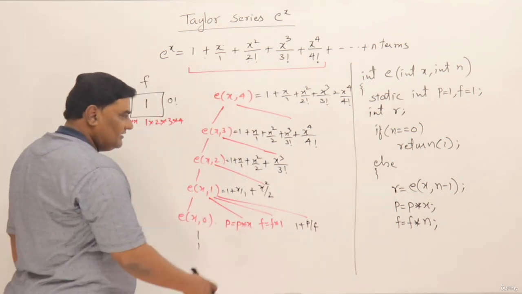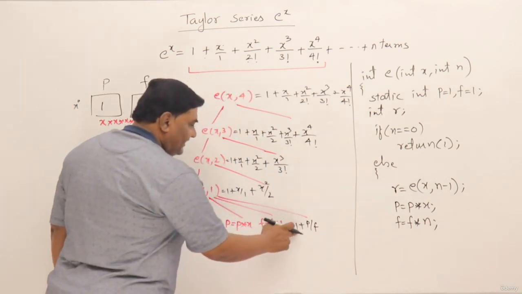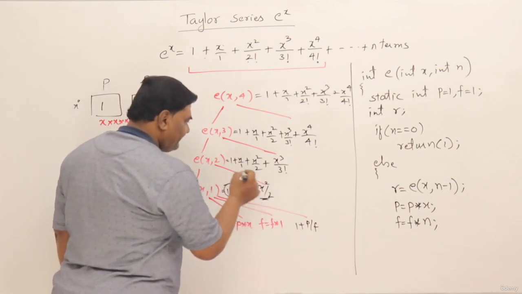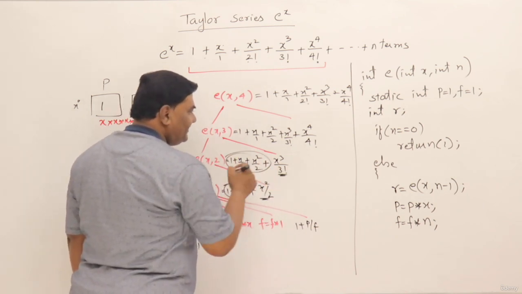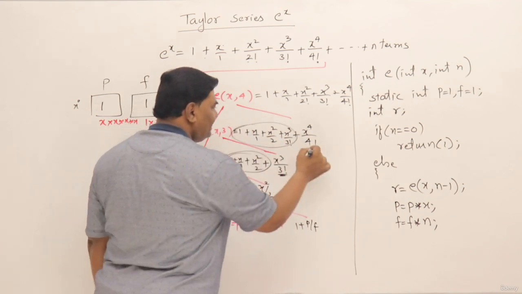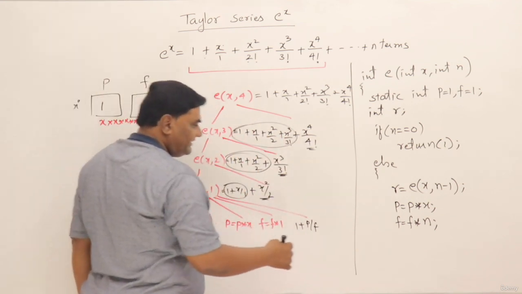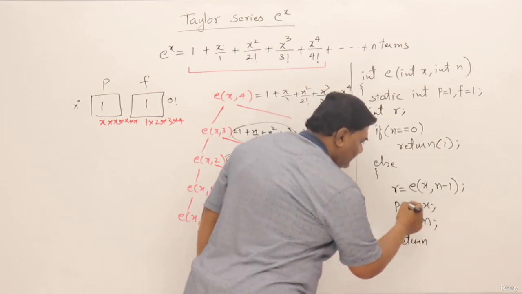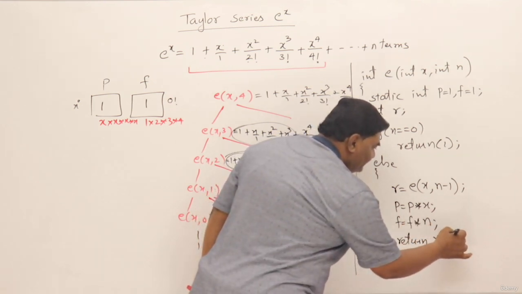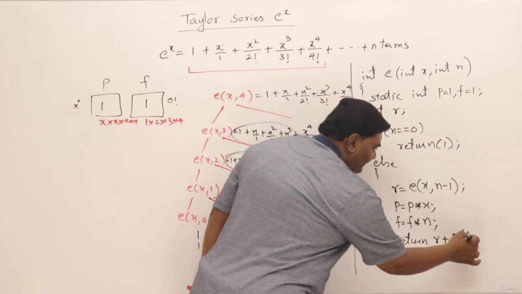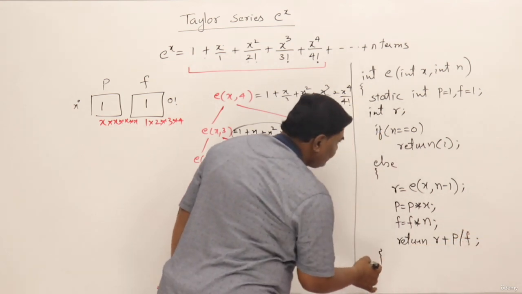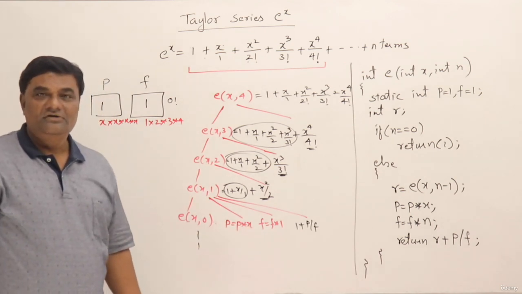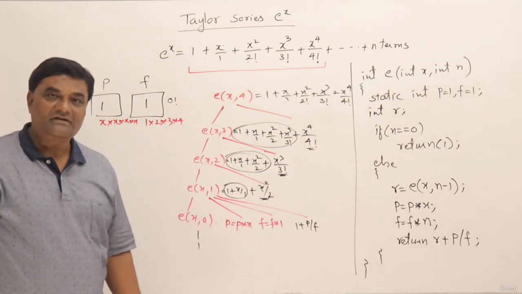Now what I have to do? I have to take the result of a function and plus p by f. The result of a function plus p by f. This is what I have to go on returning. So return result of a function r plus power by factorial. So this is a recursive function for Taylor series, that is e power x.